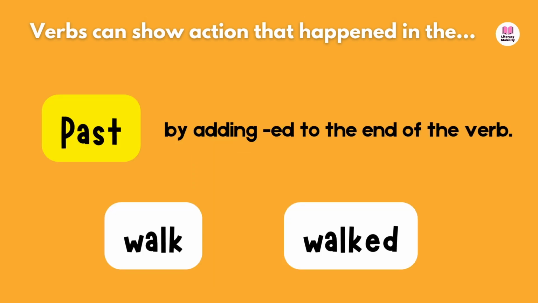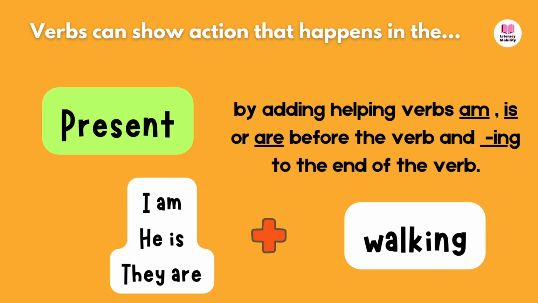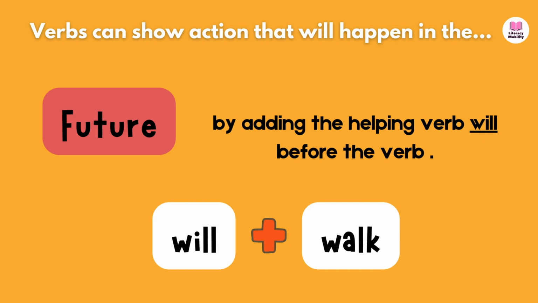Verbs can show action that happened in the past by adding ed to the end of the verb. Verbs can show action that happens in the present by adding helping verbs am, is, or are before the verb and ing to the end of the verb. Verbs can show action that will happen in the future by adding the helping verb will before the verb.